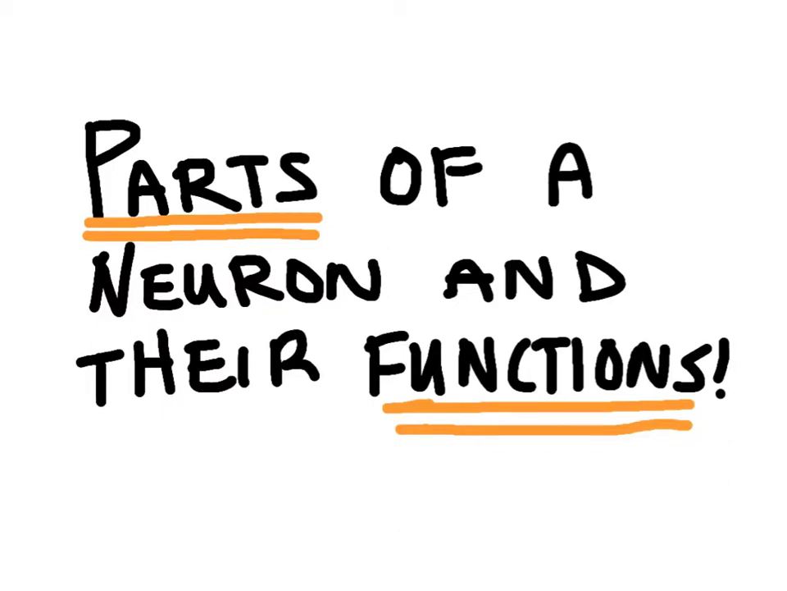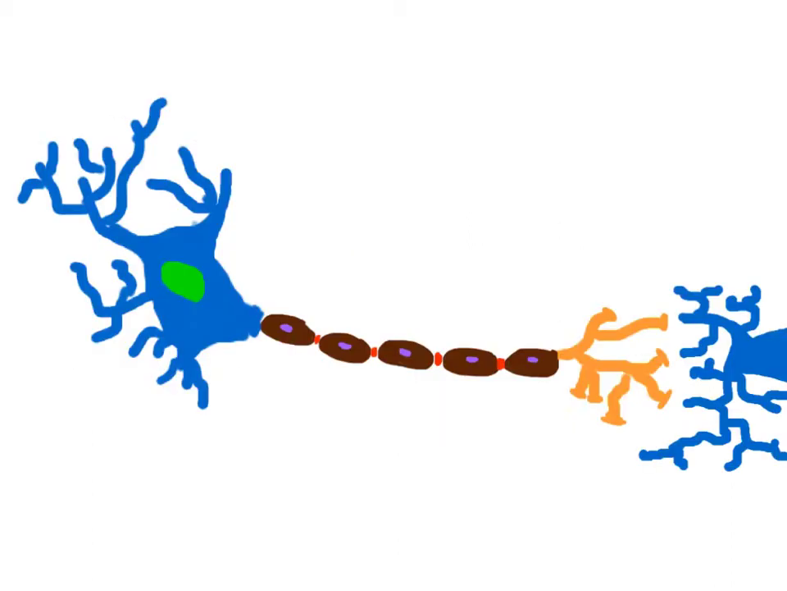In this video, I'm going to be talking about a neuron, the different parts of a neuron and their functions. So here we have a neuron cell. So let's quickly go through the different parts of the cell. So right here we have the dendrites, which are just the branches which receive information from different neurons.